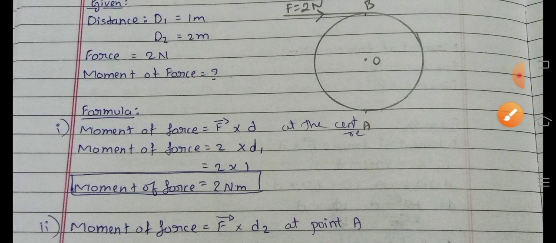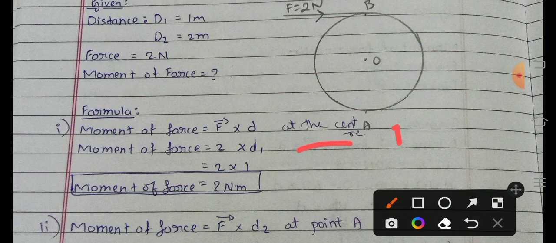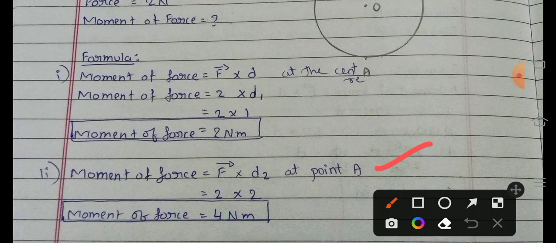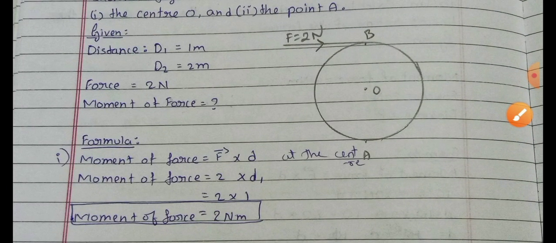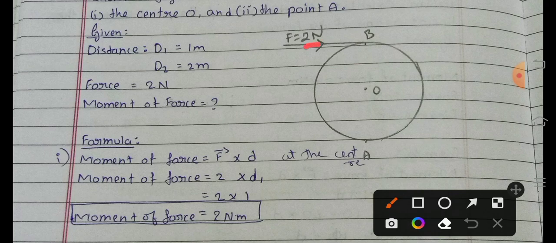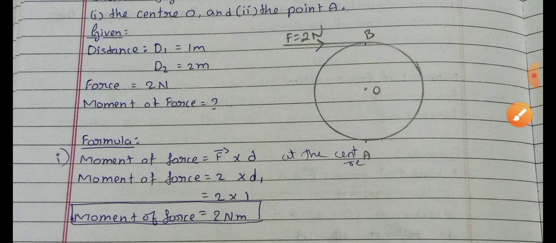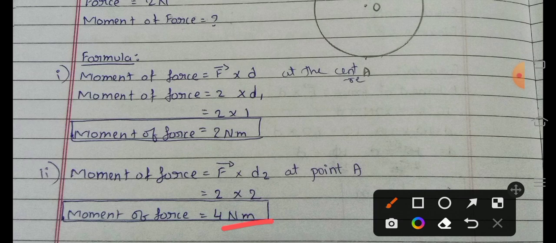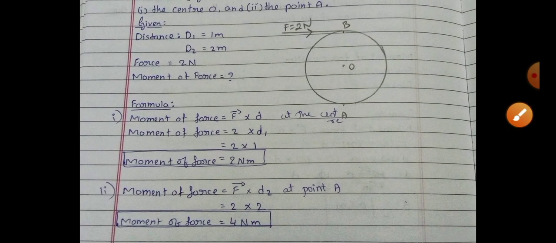So this was at the point B, at the center. And this is the moment of force at the point A. At the point A, if you are applying a force here, then this is completely 2 meter. Don't get confused here. After multiplying you will get the answer 4 Newton meter. We'll go to the next question now.